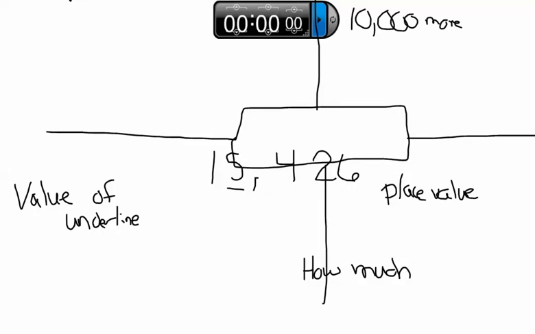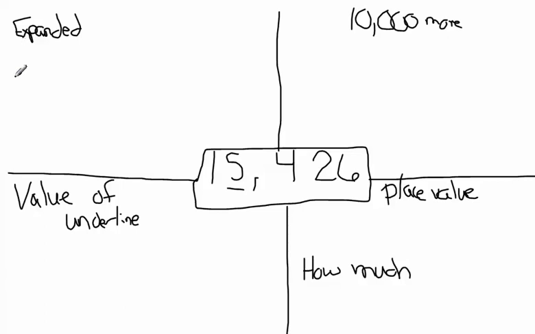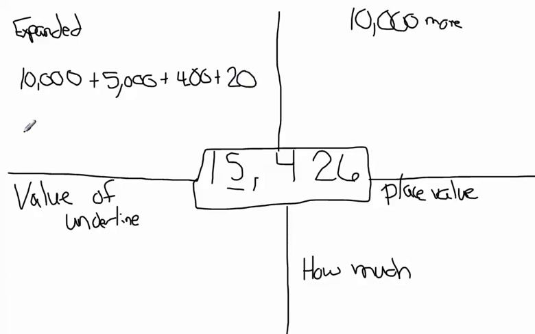Okay, so let's move this out of the way. Whoops, not that part. This is the part I want to move. Okay, so let's look at each of these activities and see how well you did. If I was going to do expanded form, you should have written that the 1 is worth 10,000 plus 5,000 for the 5 plus 400 plus 20 plus 6. That's the expanded form for this number right here.